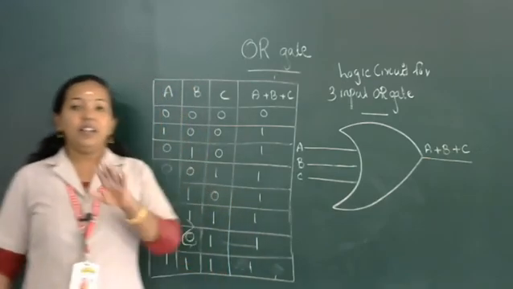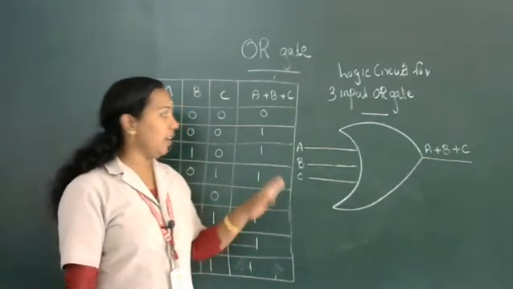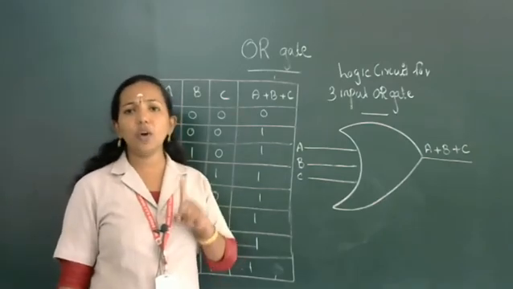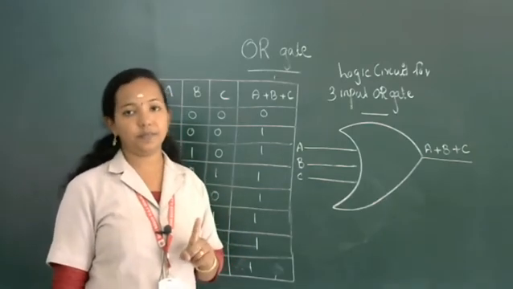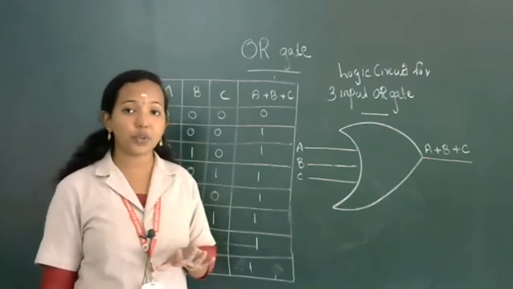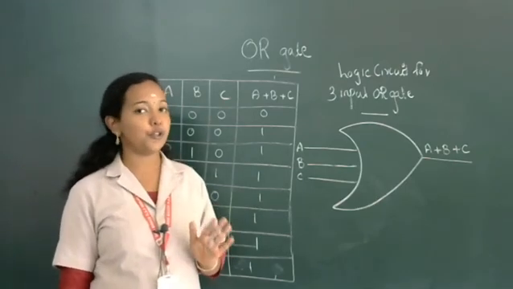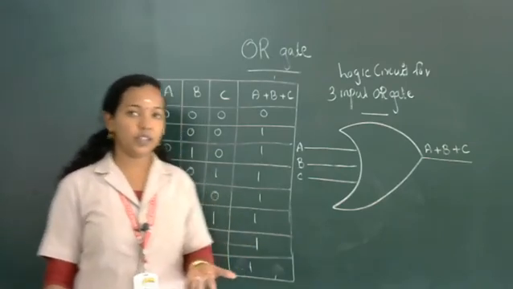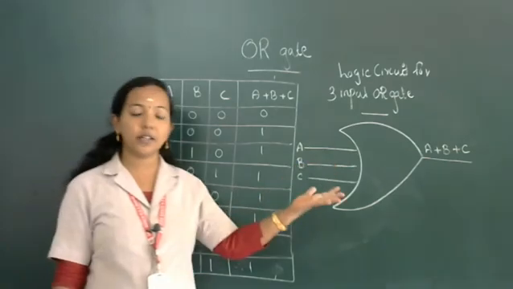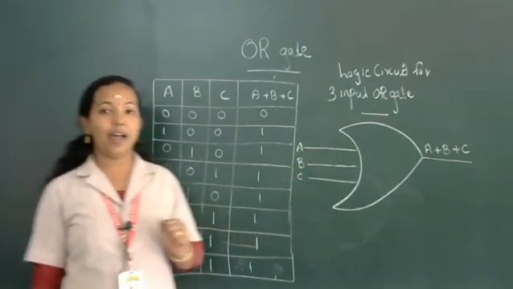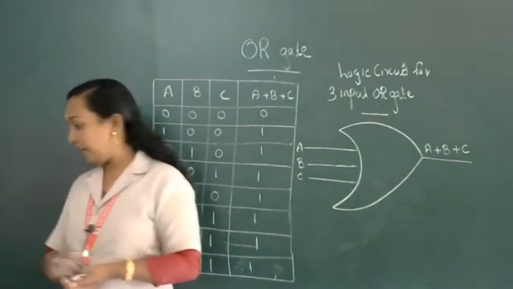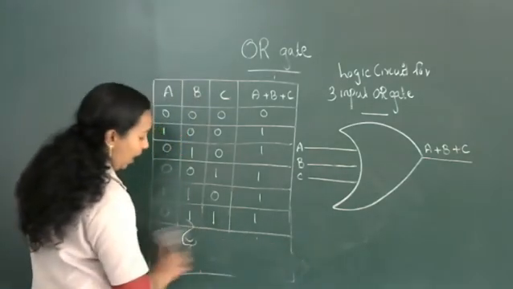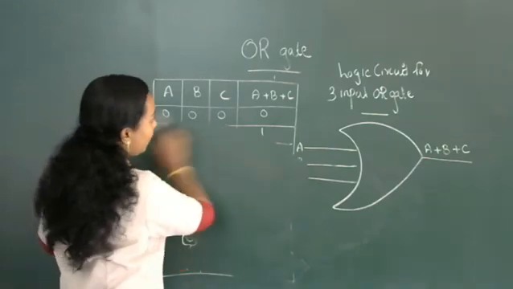Okay, so the point that you want to remember is in OR gate truth table, if any of the input is true, output always true. Then if all the inputs are 0, then only we will get 0 as output. Okay, clear?